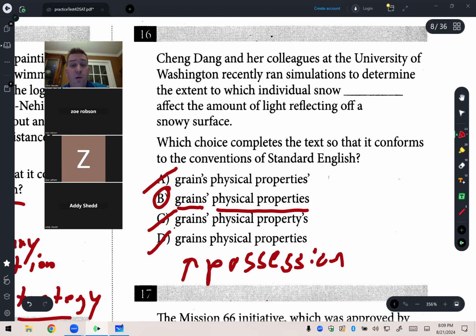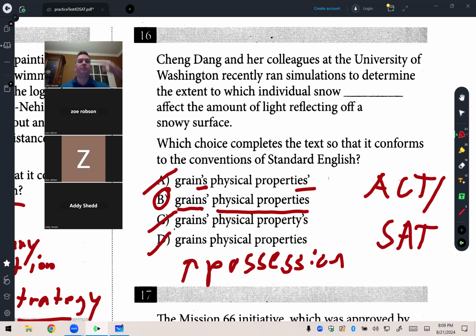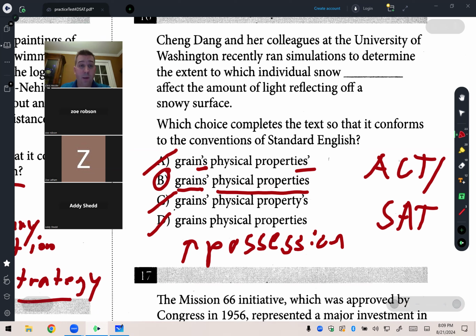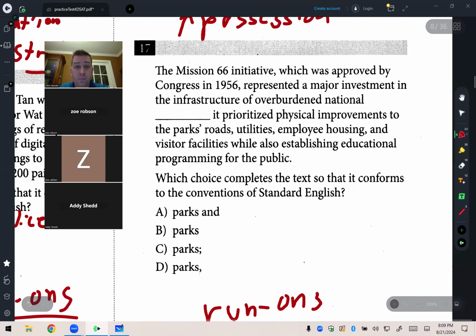All right, so they will test you on possession on both the ACT and the SAT. So on both tests, just make sure that you can't just compound them. Something's not going to be possessing something else that is possessing something else. It just doesn't happen. You'll never see that in English. That's weird. All right, on to more run-ons.